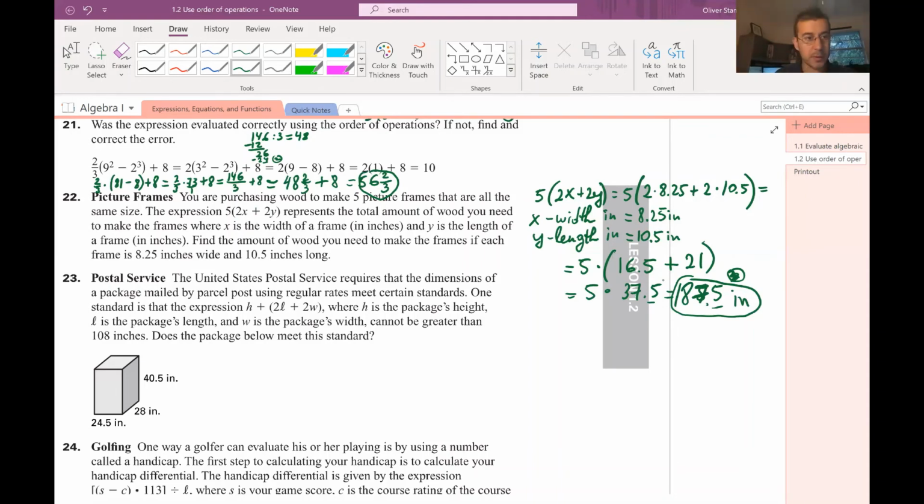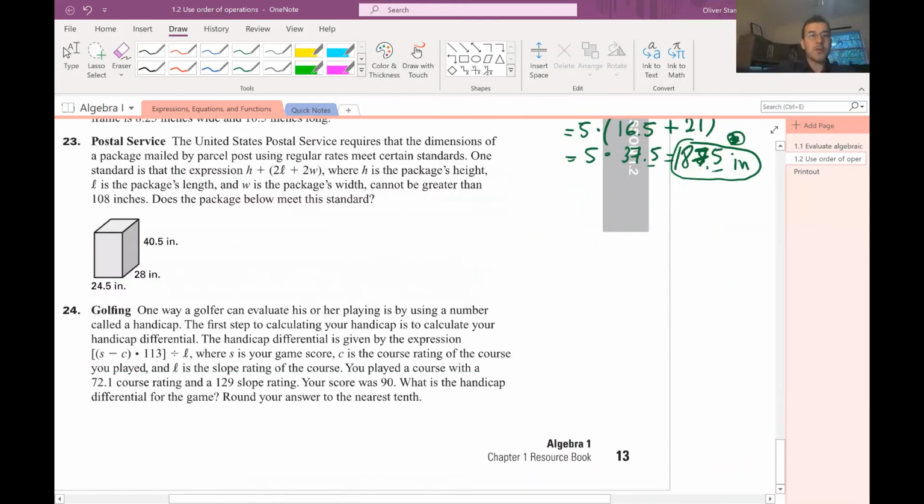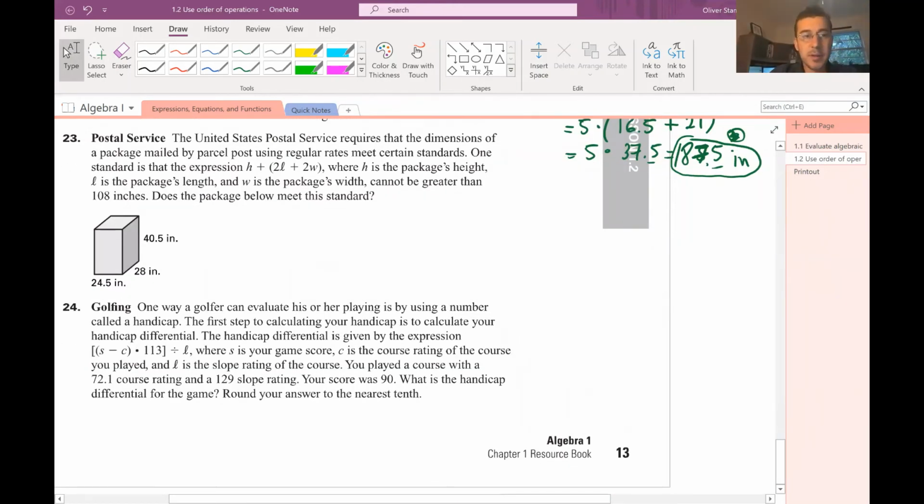And that is correct. Okay, 23. Postal Service. The United States Postal Service requires that the dimensions of a package mailed by parcel post using regular rates meet certain standards. One standard is that the expression H plus 2L plus 2W, where H is the package height.